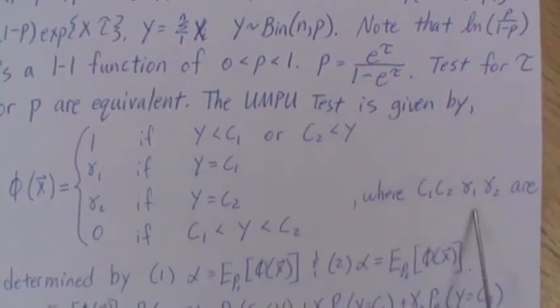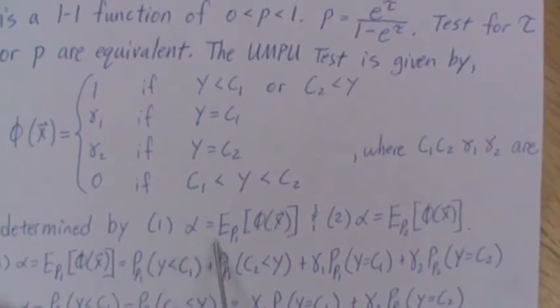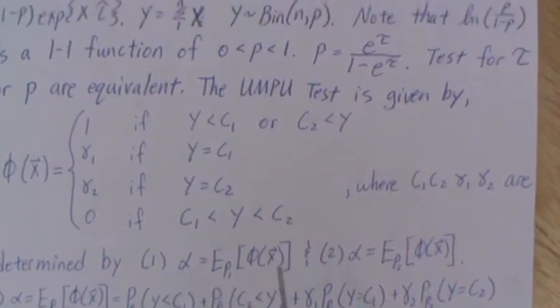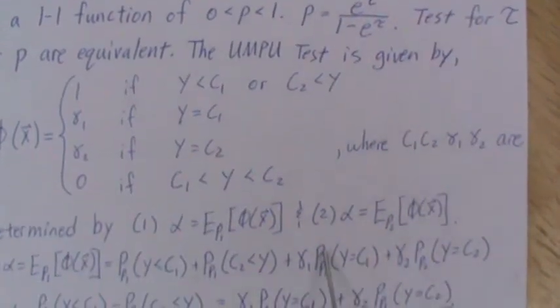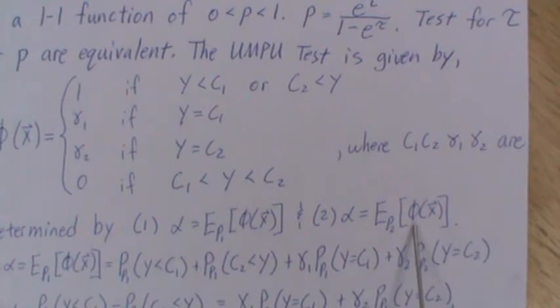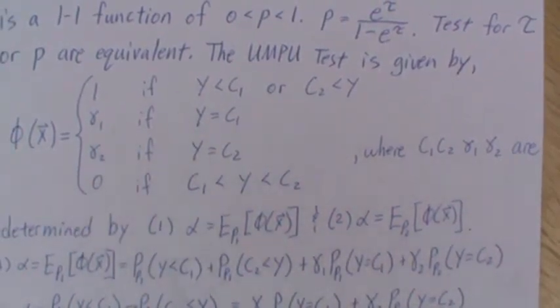Now C1, C2, gamma 1, gamma 2 are determined by these equations. The expected value of our test function, assuming P1 is true, is alpha, and P1 is determined by that value. And of course P2 will be this value in the next equation. The expected value of our test function, assuming P2 is the correct proportion or probability, is set equal to alpha. And this is it. This is the UMPU test, uniformly most powerful unbiased test.